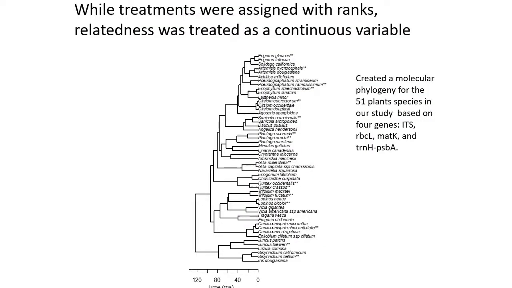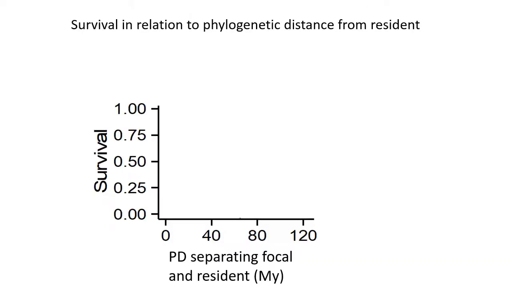And while treatments were assigned with rank based on the species list, we then created a molecular phylogeny based on 4 genes so that we could measure the phylogenetic distance separating species using genetic distances. So I'm going to show a couple of sets of slides where we always have the phylogenetic distance separating the focal planted species from the resident here on the x-axis, and then some metric of performance here.